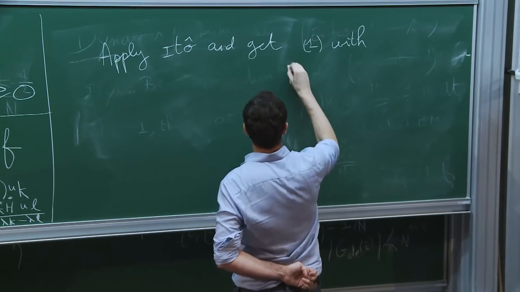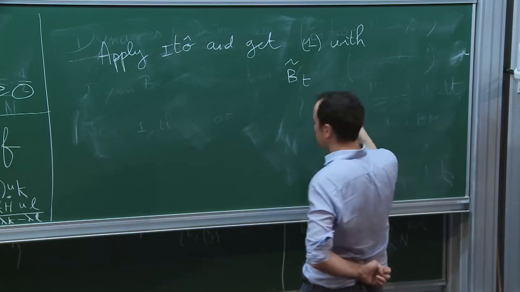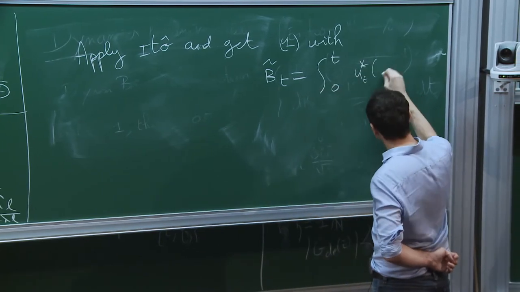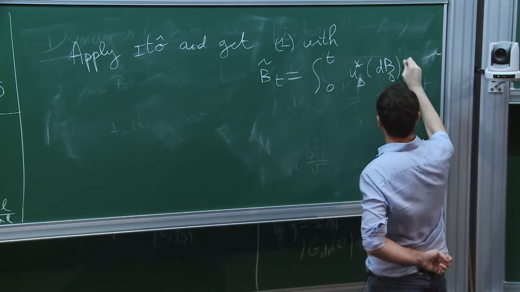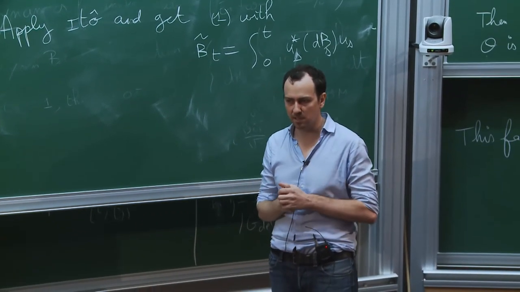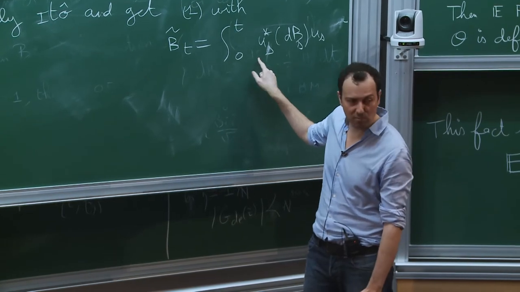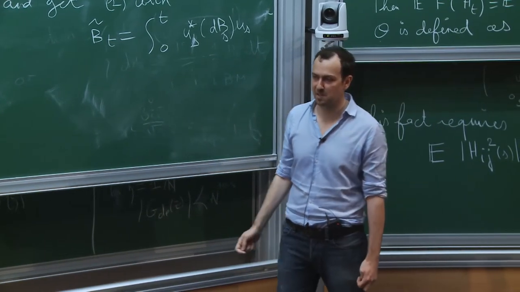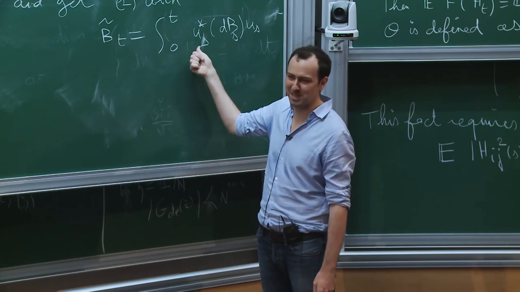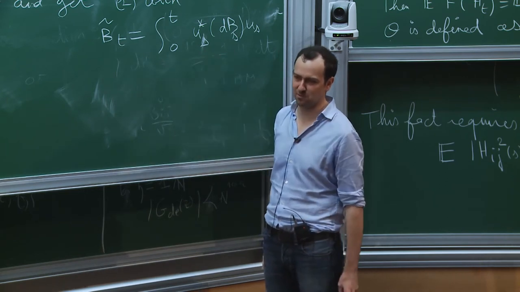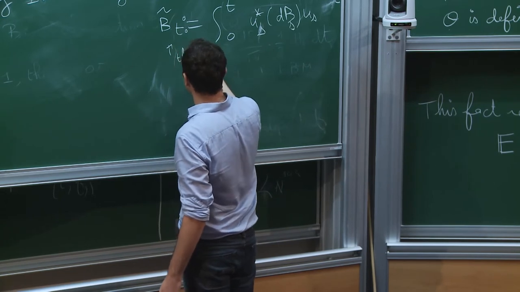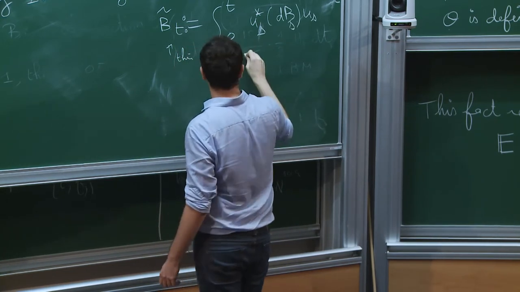With B tilde t as a matrix, which is defined as the integral between 0 and t of U_s star, my eigenbasis, dB_s, U_s. So it's kind of unrolling your Brownian motion with the eigenbasis. But we know from Levy's characterization of Gaussian vectors that this will also be a Brownian motion because this is an orthonormal basis. You have to do the calculation to convince yourself about it. But if you define this, this is a Brownian motion, a matrix Brownian motion by Levy.